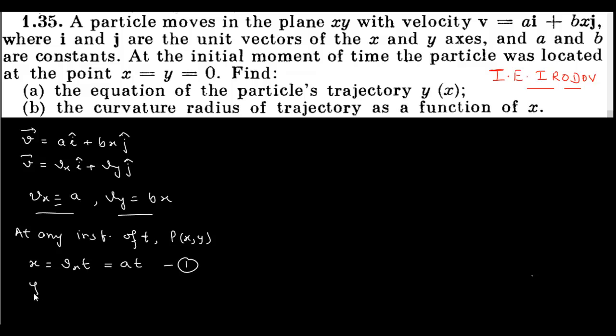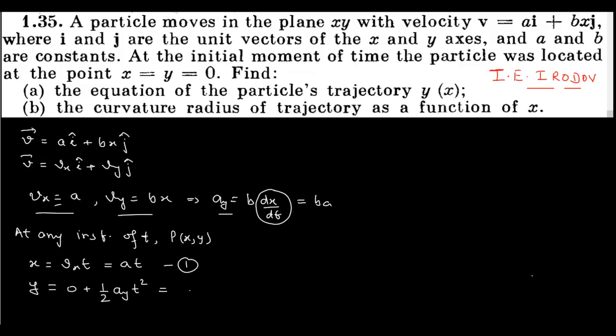Similarly, we can write for y: along the y-axis the motion is accelerated, and you can calculate the acceleration from here. Acceleration along the y-axis is the differentiation of this, b dx by dt, and dx by dt is vx, and the value of vx is a, so we have b into a. That is the acceleration along the y-axis, and the initial velocity is 0, plus half acceleration along the y-axis t square.